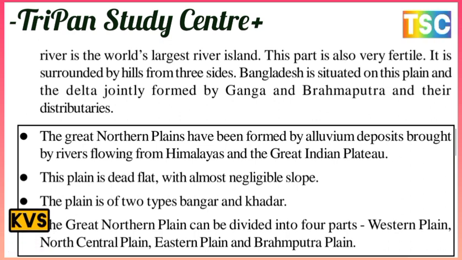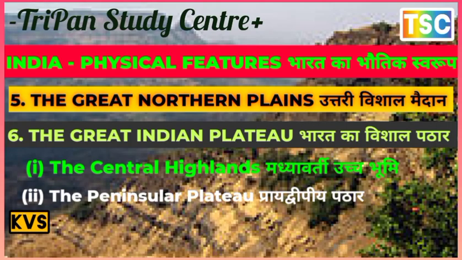This is important. The Great Northern Plain can be divided into four parts: Western Plain, Northern Central Plain, Eastern Plain and Brahmaputra Plain. The next topic is the Great Indian Plateau.